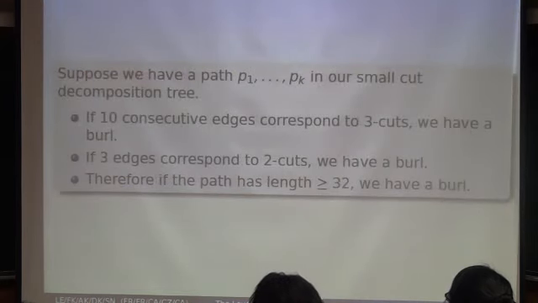And if we don't have 10 3-cuts in a row, and we take 32 cuts, then at least 3 of them are going to be 2-cuts. And we can actually prove pretty easily that if you have 3 2-cuts on a long path in the tree, then you're going to have a burl as well. So if we take a path of length 32, then we have a burl.